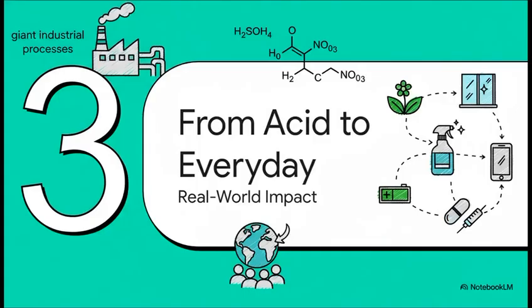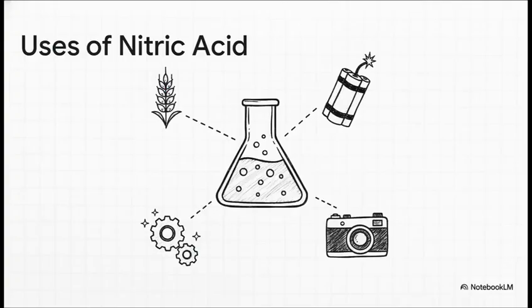So we've seen the how, but let's talk about the why. Why go to all this trouble? Let's connect these giant industrial processes back to things we all see and use every single day. The impact of nitric acid is just immense. It's a key ingredient in the fertilizers that feed billions of people. It's used to make explosives, create chemicals for photography, produce gunpowder, and even to clean metals for welding. I mean, it is everywhere.